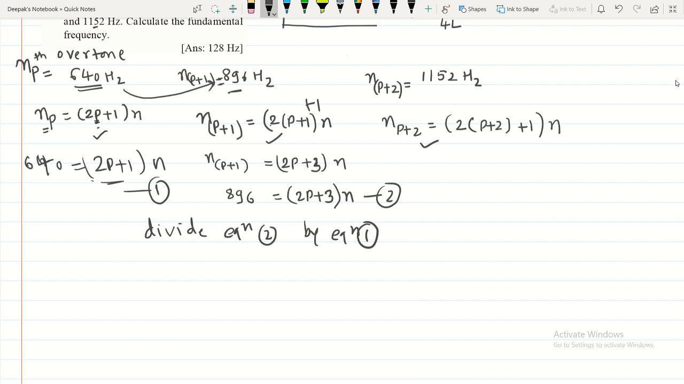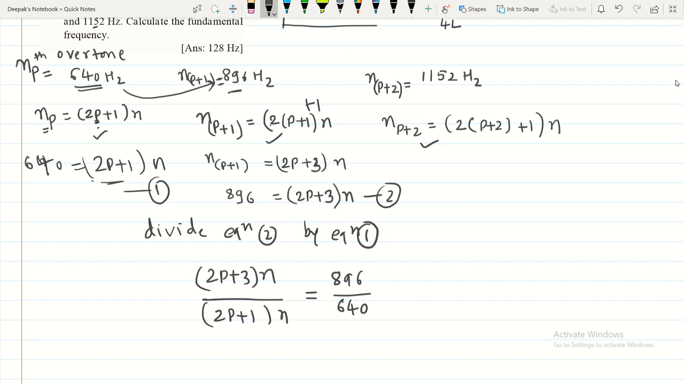So write down equation number 2, that is twice p plus 3 into n, whole divided by what factor? This factor, that is twice p plus 1 into n. Now what is it equal to? That is equal to 896 whole divided by 640. That is equal to 640.